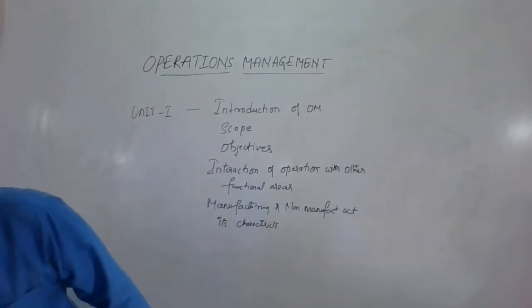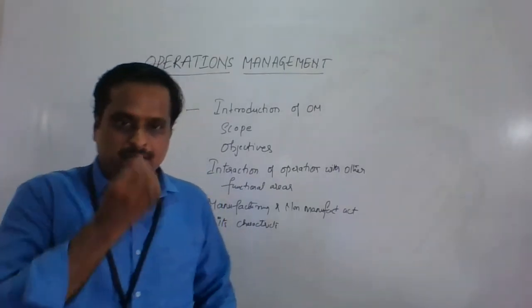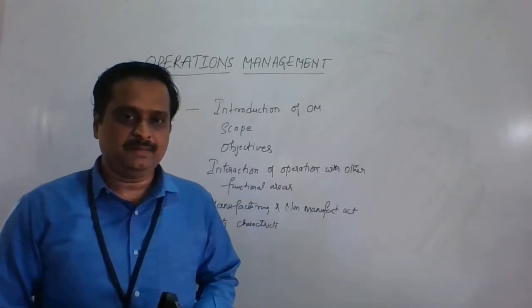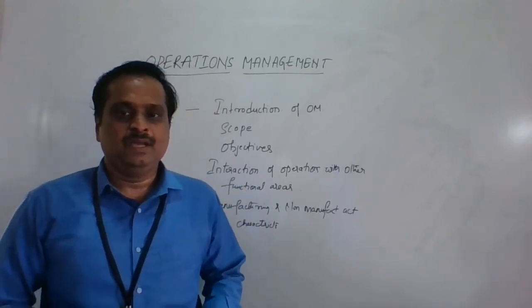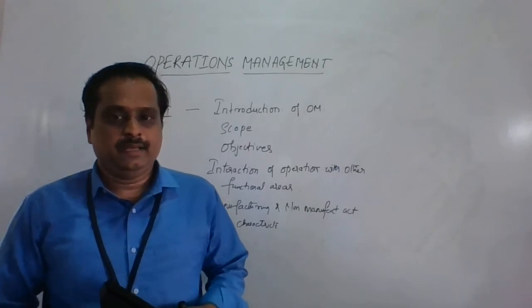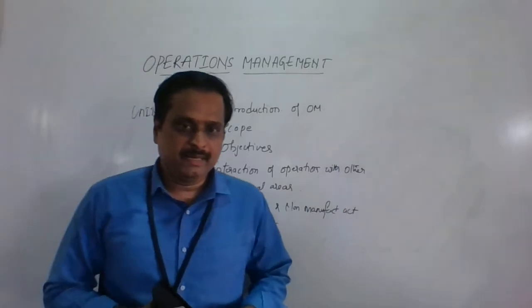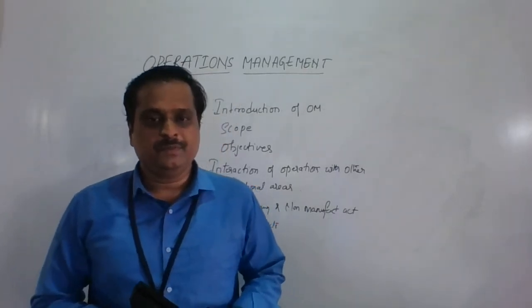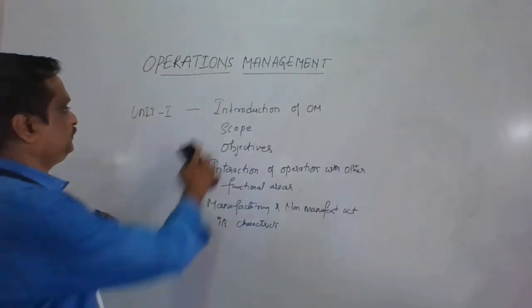And the topics covered under the second unit are facilities planning, plant location, factors of plant location, plant layout, material handling, material requirement planning, and product layout. So these are the topics from unit 2.